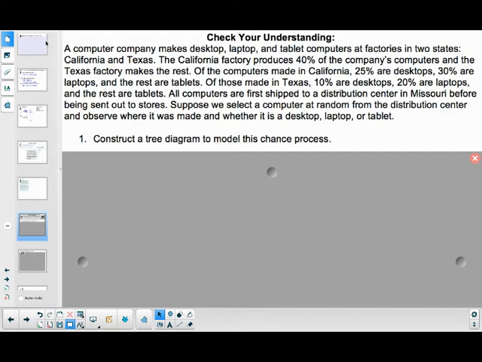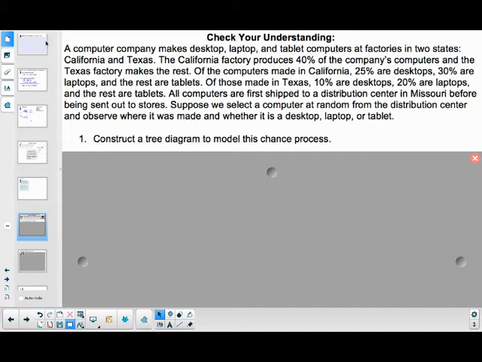This video will go over the Check Your Understanding from 5.3b, Tree Diagrams, Probability. A computer company makes desktop, laptop, and tablet computers at factories in 2 states, California and Texas. The California factory produces 40% of the company's computers, and the Texas factory makes the rest. Of the computers made in California, 25% are desktops, 30% are laptops, and the rest are tablets. Of those made in Texas, 10% are desktops, 20% are laptops, and the rest are tablets.